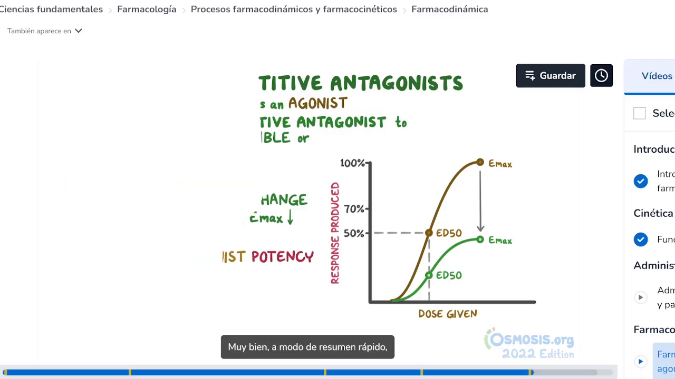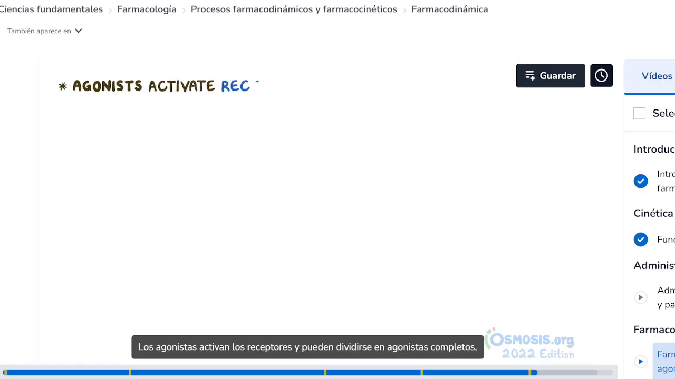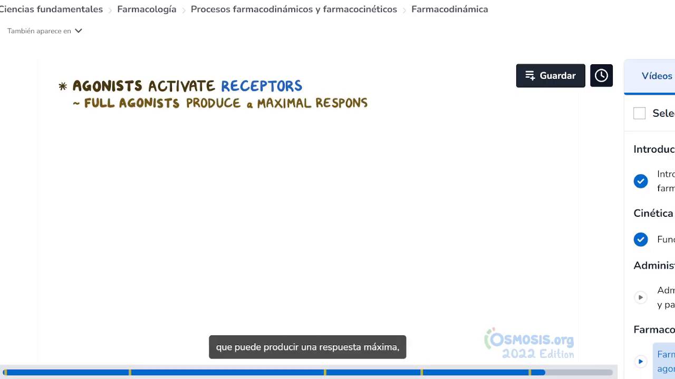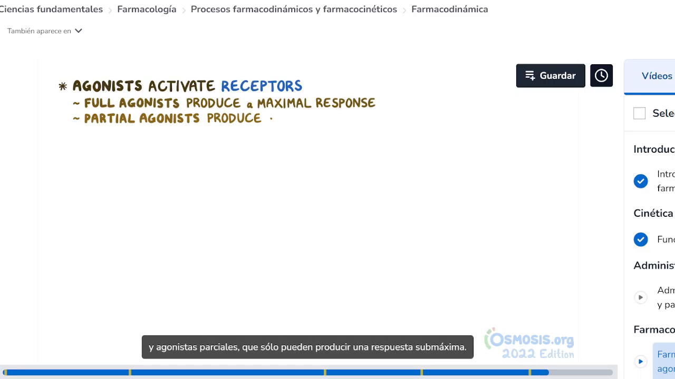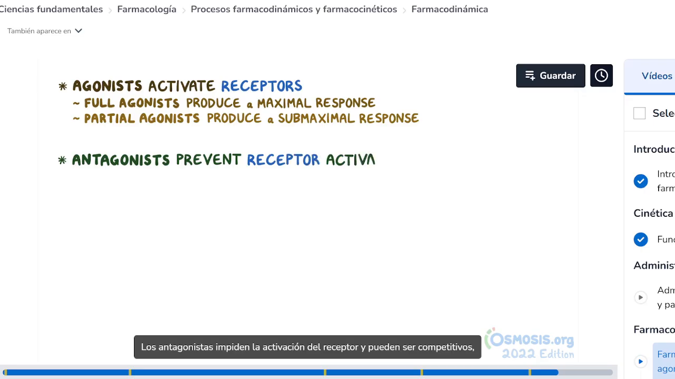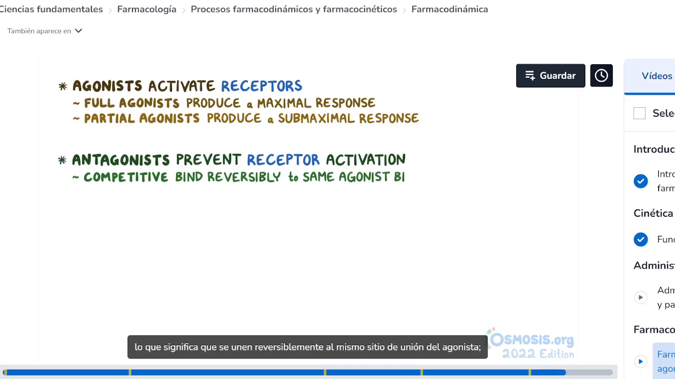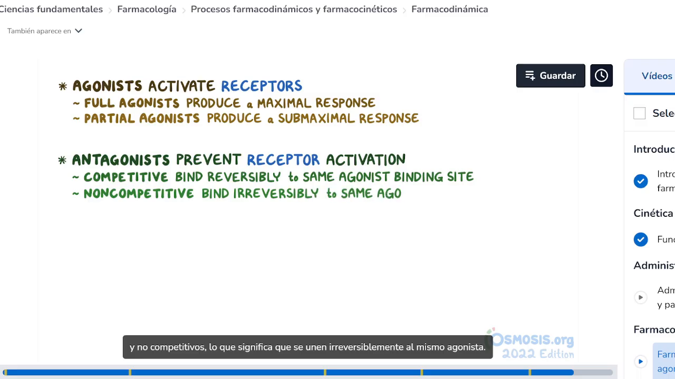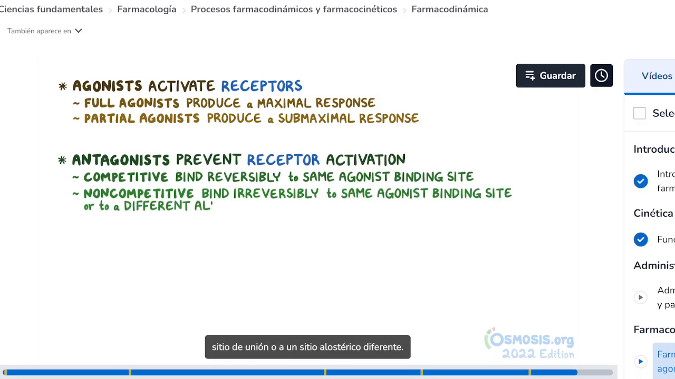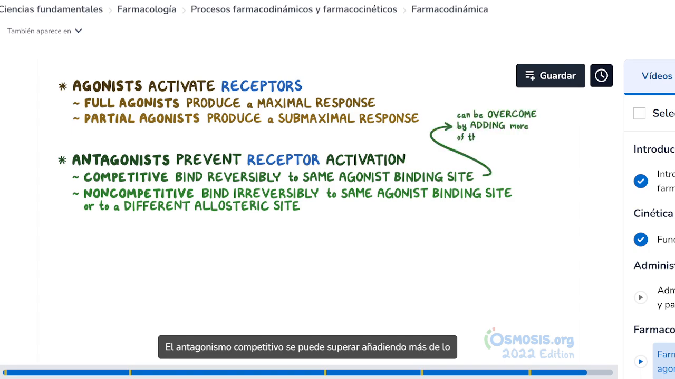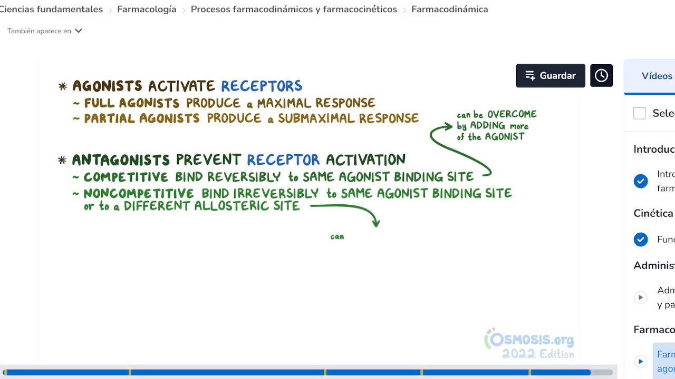Alright, as a quick recap, agonists activate receptors and can be divided into full agonists, which can produce a maximal response, and partial agonists, which can only produce a submaximal response. Antagonists prevent receptor activation and can be competitive, meaning they bind reversibly to the same agonist binding site, and non-competitive, meaning they bind irreversibly to the same agonist binding site or to a different allosteric site. Competitive antagonism can be overcome by adding more of the agonist, while non-competitive antagonism cannot.